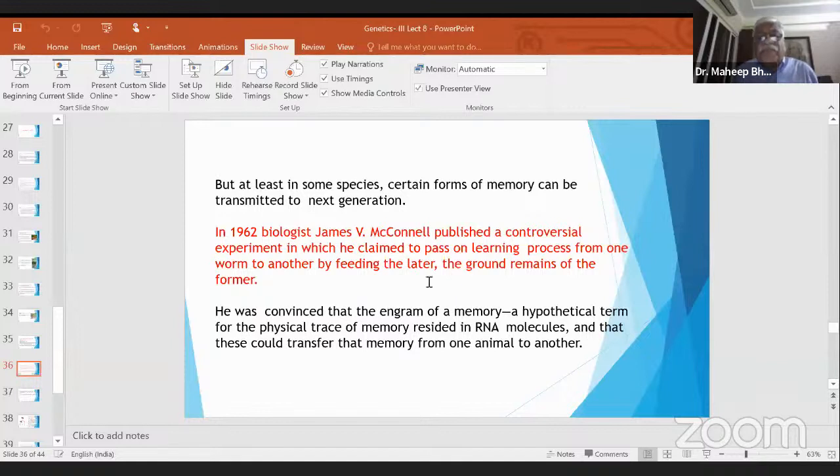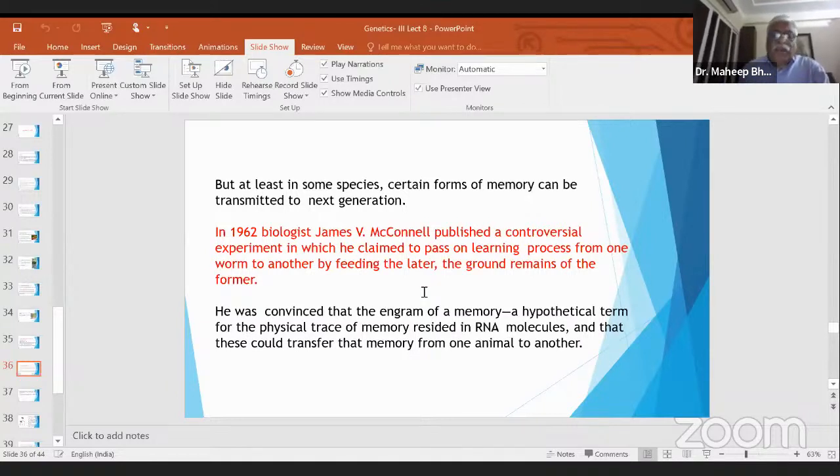Actually, that particular worm was taught some specific movement for some time by this experimenter. Then out of that group, he took one worm and part of it was fed to the newly born worms. And very surprisingly, these new worms that were fed on this worm started moving exactly as was taught to the other, meaning the parental worms. So by that, he believed that some kind of transfer was there.